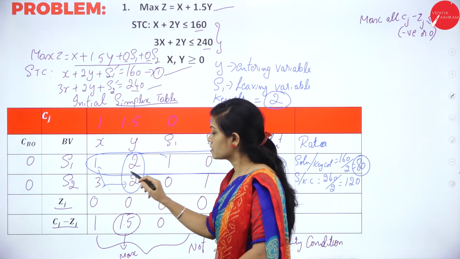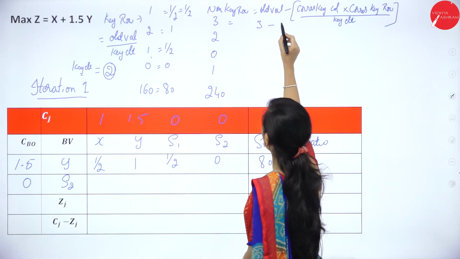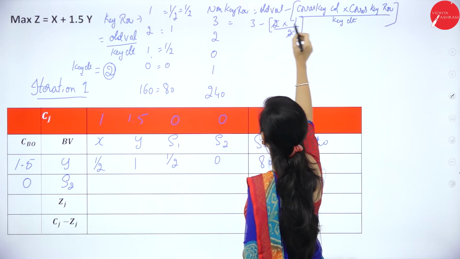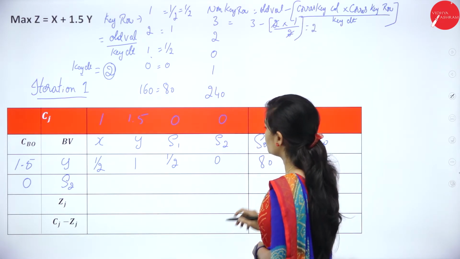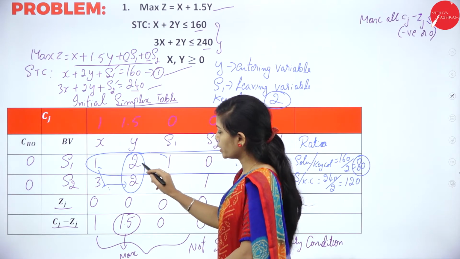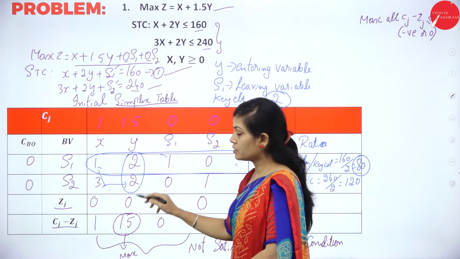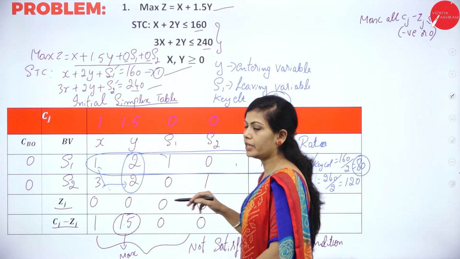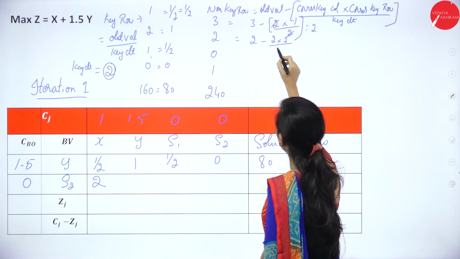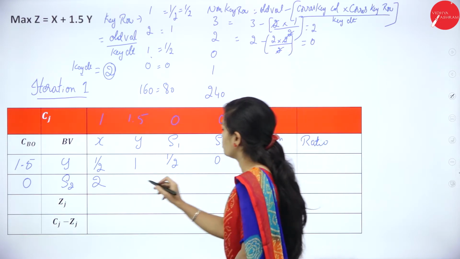Old value is 3, corresponding key column is 2 and corresponding key row is 1. So 3 minus 2 into 1 by 2. The 2 gets cancelled, 3 minus 1 is equal to 2. I will write here. And old value is 2, corresponding key column also 2 and key row is 2 divided by 2. 2 minus 2 into 2 by 2. So 2 gets cancelled. 2 minus 2 is equal to 0.